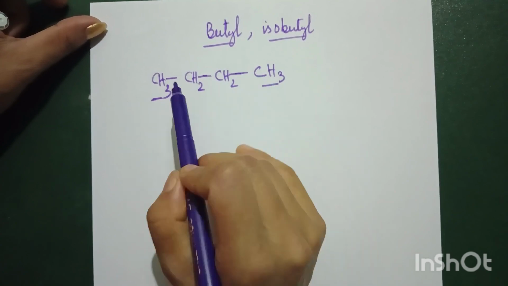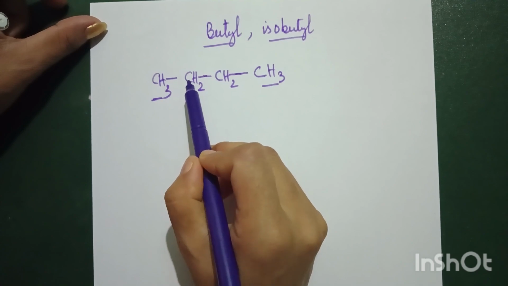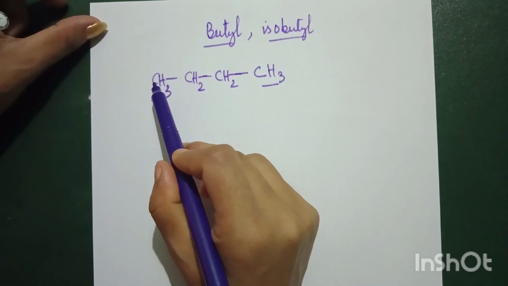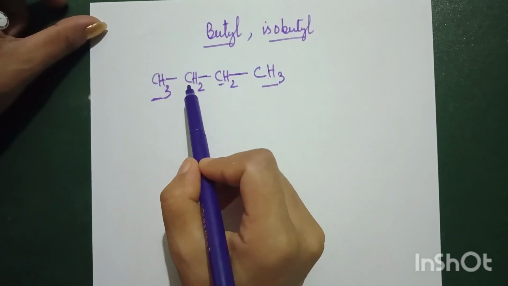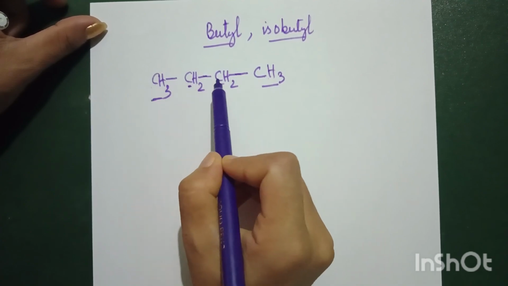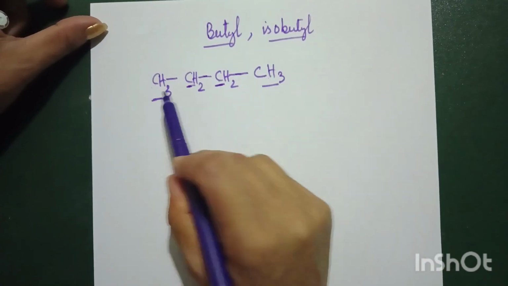Okay, this is another type of hydrogen. This carbon is surrounded by CH3, same as it is CH3. This carbon is also CH3 and the other one is CH2. So this and this are same. So we have two types of hydrogen here.